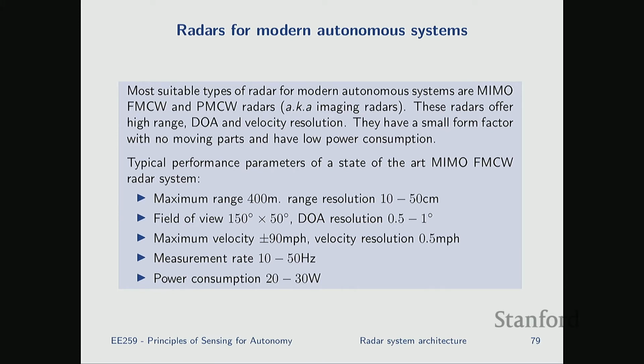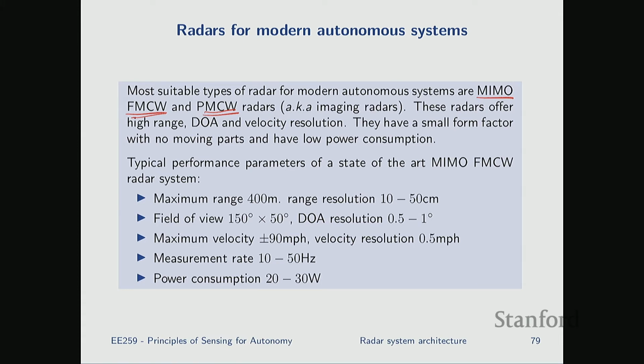Which of these are most useful for autonomy applications? And it turns out that the MIMO radars, either FMCW or PMCW, are the ones that are basically best fit for robotic autonomy. Why? Because they can offer very high range. They can offer very high direction of arrival or angular resolution.